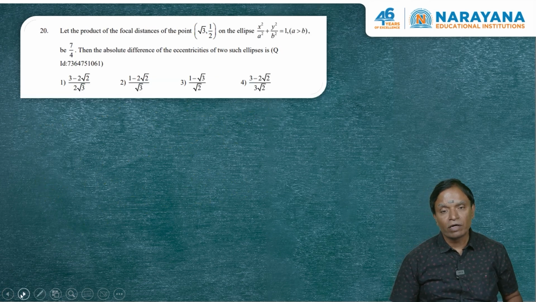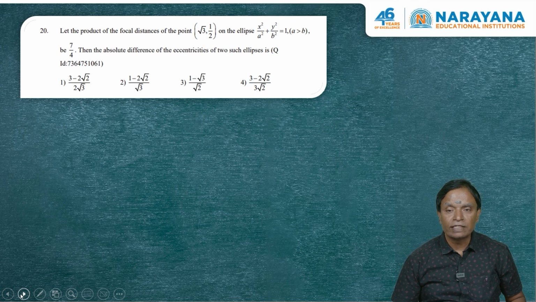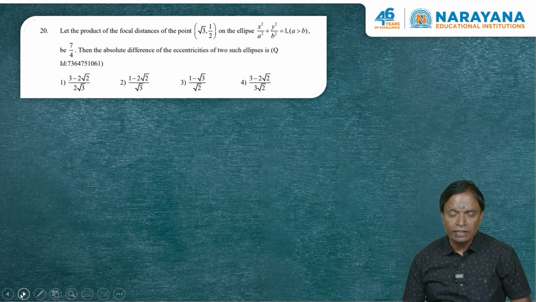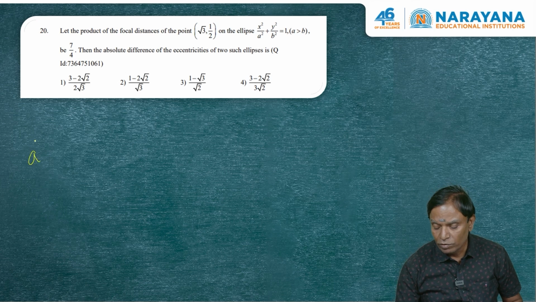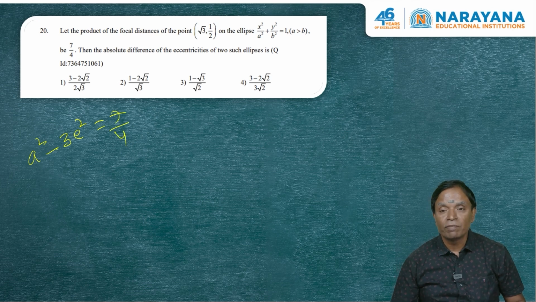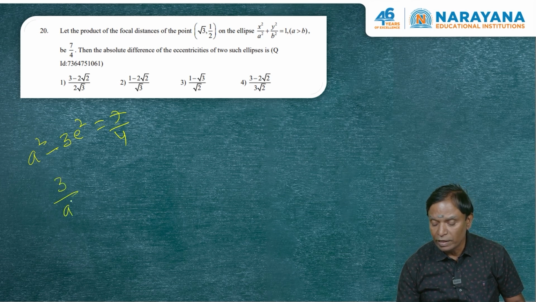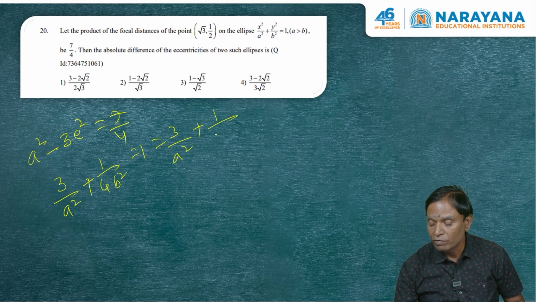You observe, you are given the product of the focal distances. So if one focal distance is a minus e x1, another focal distance is a plus e x1, your product of the focal distances is a square minus e square x1 square. Which gives you a square minus 3 times e square is equal to 7 by 4. Now you can observe clearly, the point root 3, 1 by 2 lies on the ellipse. Since it lies on the ellipse, you have 3 by a square plus 1 by 4 b square is equal to 1. This I can say 3 by a square plus 1 by 4 a square into 1 minus e square is equal to 1.